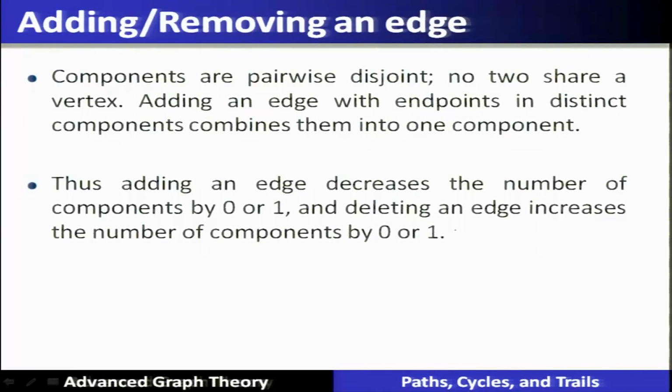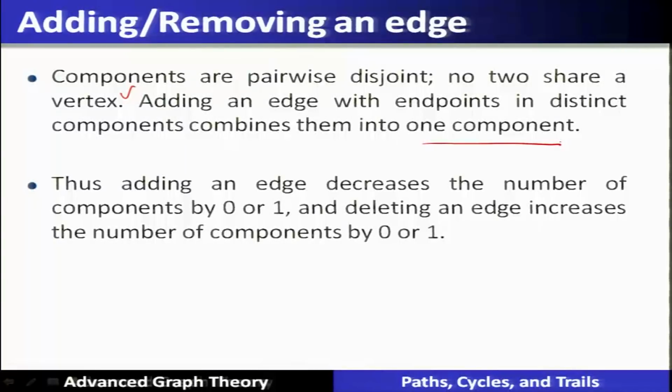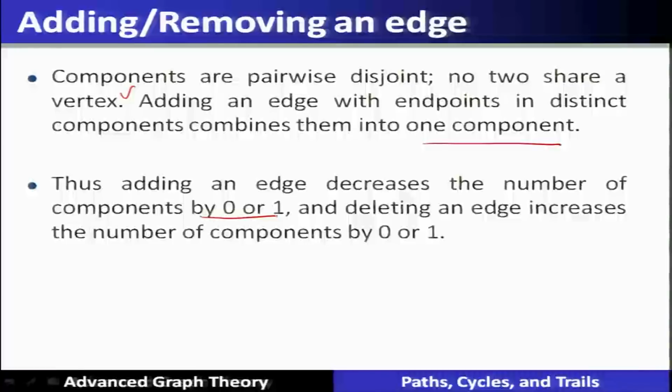The components are pairwise disjoint; no two components share a vertex. Adding an edge with endpoints in distinct components combines them into one component, as I have shown in the previous figure. Thus adding an edge will decrease the number of components by at most one. That means if the edge is placed within the same component, it does not decrease the number of components, but if the edge is placed across two components, the number of components is reduced by one. So adding an edge will reduce the number of components by at most one.